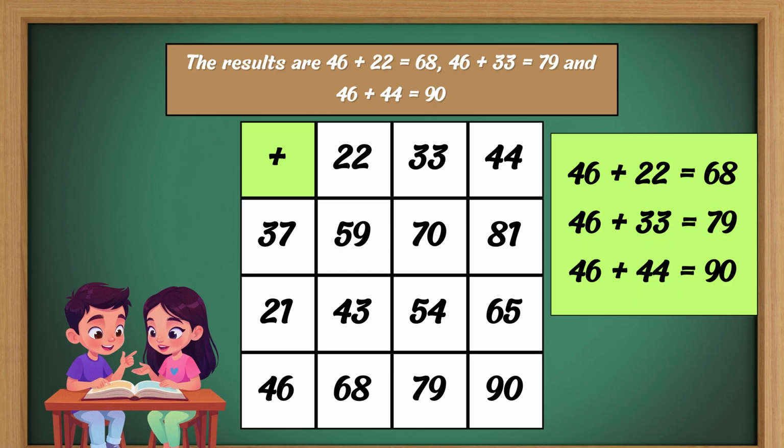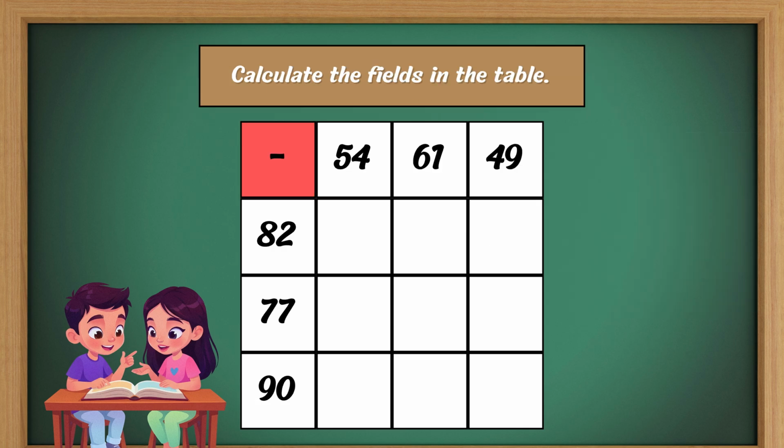The results are 46 plus 22 equals 68, 46 plus 33 equals 79 and 46 plus 44 equals 90. Calculate the fields in the table.